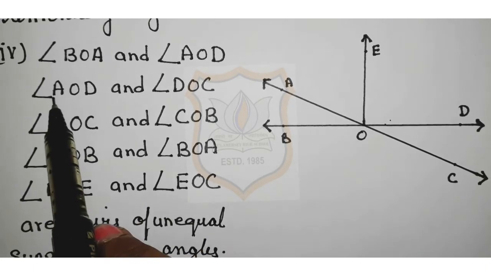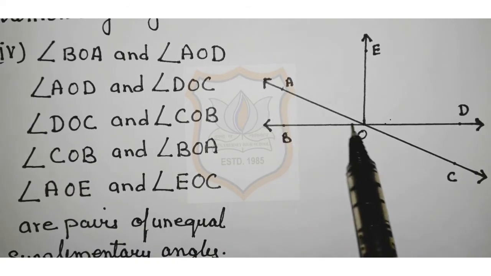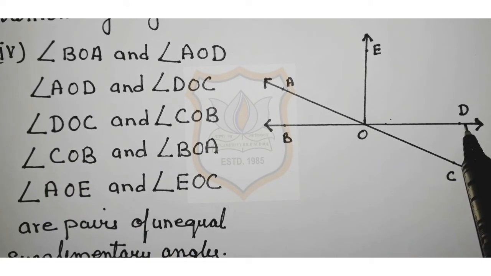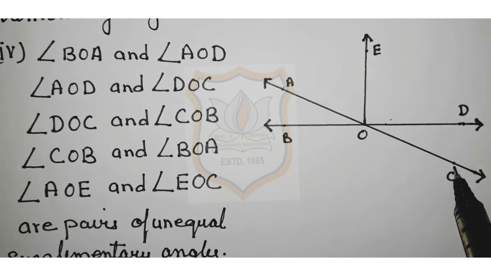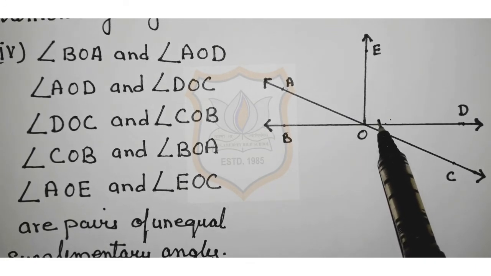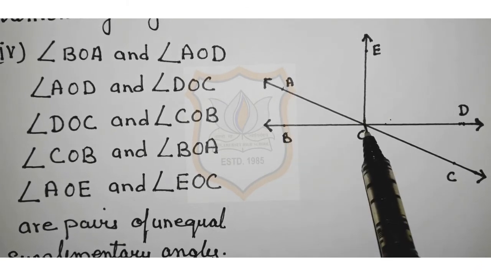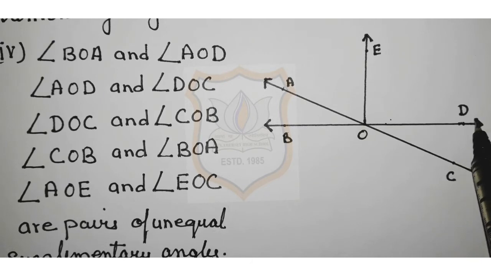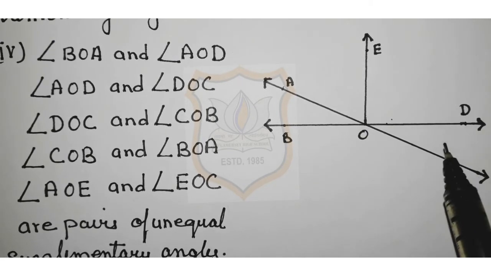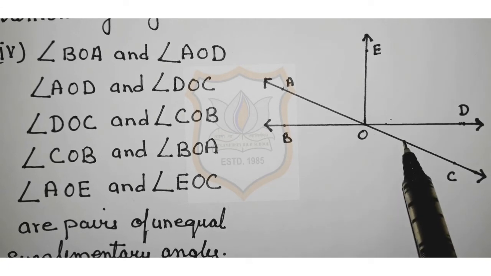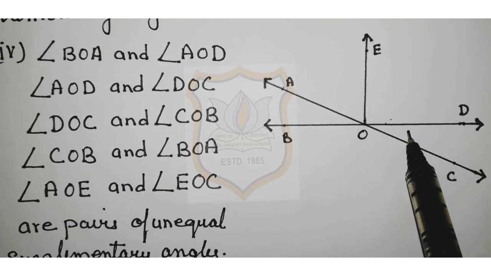Second is AOD, this one, and DOC, this one. Both of them are unequal supplementary angles because AOD is an obtuse angle and DOC is an acute angle. But the sum of their measures is 180 degrees. So, both of them are unequal supplementary angles.